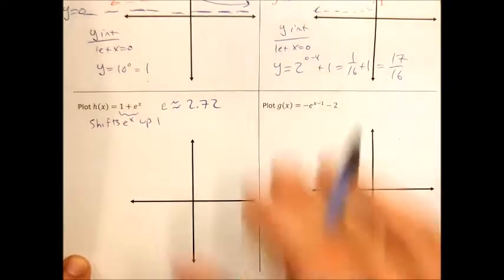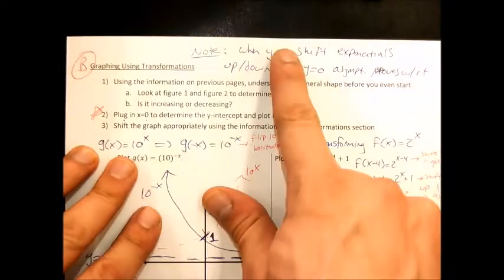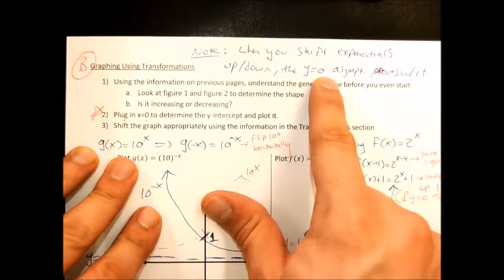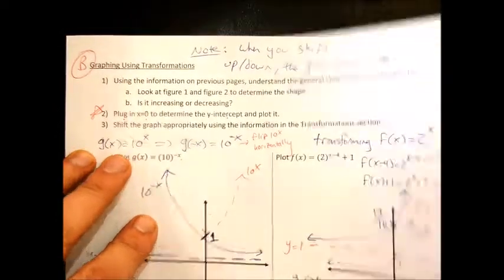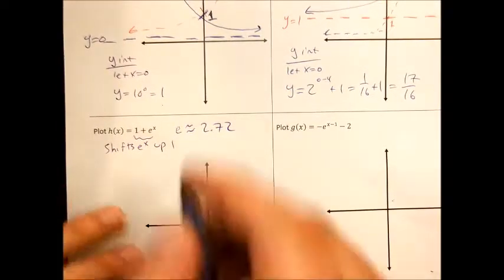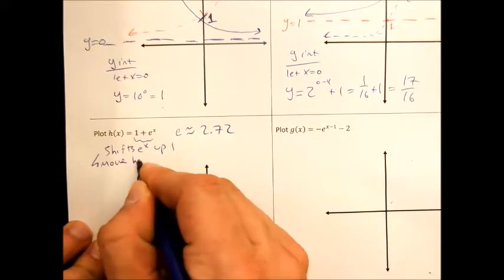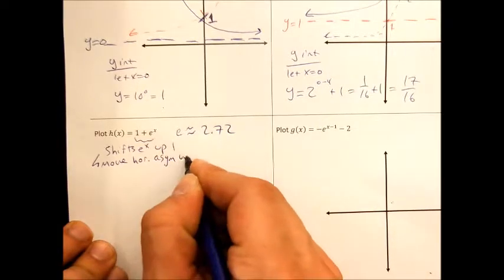in this problem. But an important thing that we mentioned last time, which I will just flash up here real quick, is that these things have an asymptote, and so when we move them up or down, we've got to move the asymptote with it. Oh, it's actually at the top of this page, I forgot. Right, note, when you shift exponentials up or down, you move the asymptote with it. And so when we move this one up 1, we want to make sure that we move the horizontal asymptote with it.